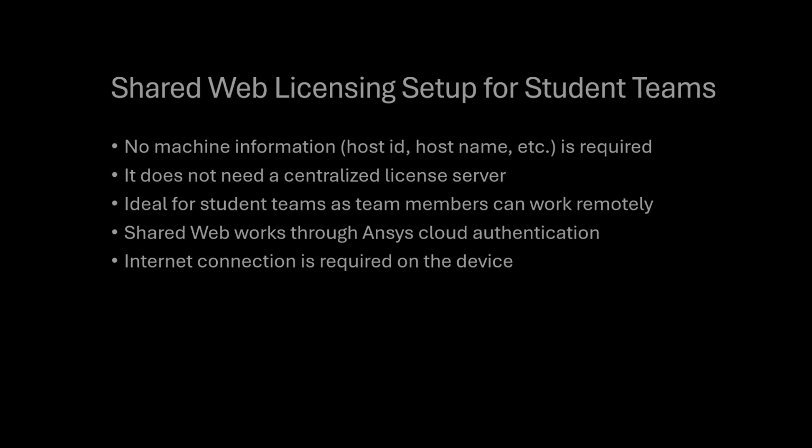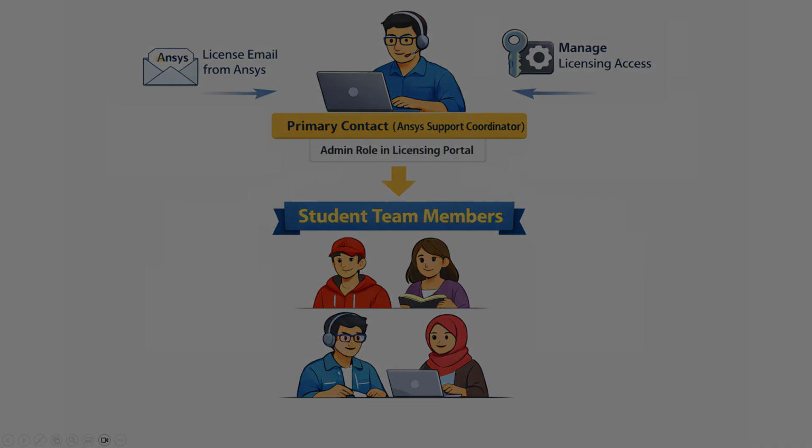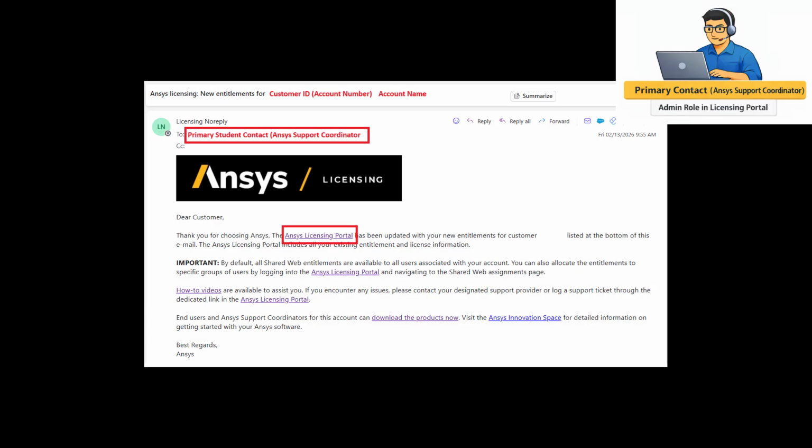Before we begin, let's go through a few important details. Once the ANSYS sponsorship is approved, ANSYS assigns an admin role called the ANSYS Support Coordinator to the student team's primary contact listed on the application. This person is responsible for managing the team's licenses and granting license access to other student members. Once the licenses are released, the ANSYS Support Coordinator will receive an email confirming that the student team licenses have been issued. This email includes important details such as the Support Coordinator email ID, account number, account name, and a link to access the ANSYS licensing portal.